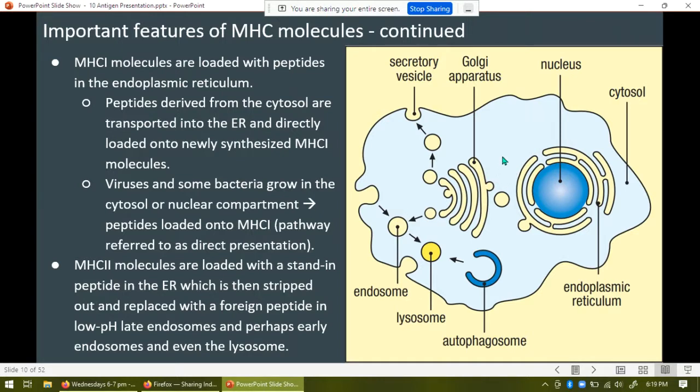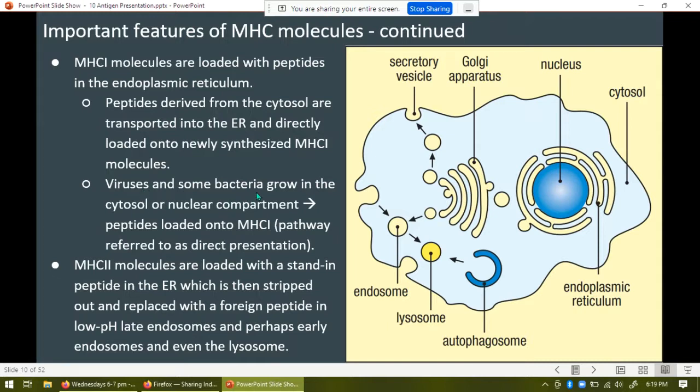So it's destined for the secretory pathway. So its peptide binding cleft is in the ER lumen, meaning we have to transport peptides from the cytosol into the ER in order to load MHC1 molecules that have been freshly made with a peptide. And they are loaded as soon as they're made, pretty much.